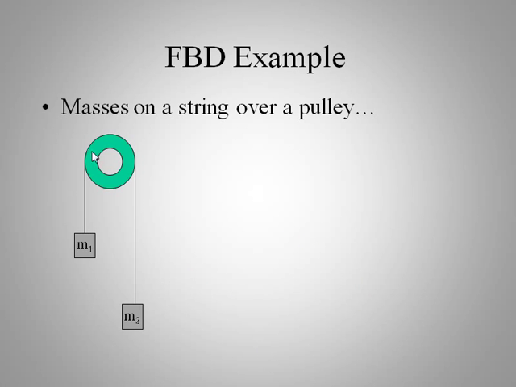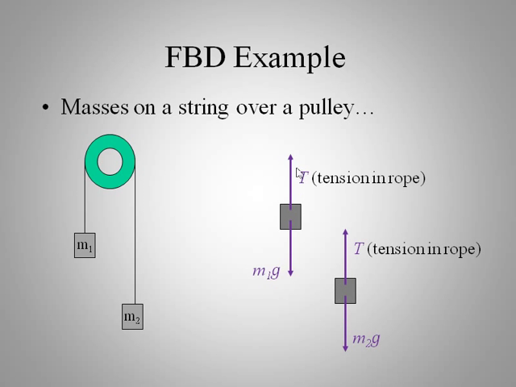Another example is some masses hanging over a pulley. Here we have M1 and M2. They might be the same, they might be different. The free body diagram for this situation would look something like this. We have the tension in the rope holding this box up. We have the weight of this first box, M1, over here, which is M1 times g. And likewise, we have the same tension, since it's the same rope, holding this mass up, and its weight down here is mass 2 times the gravitational acceleration.